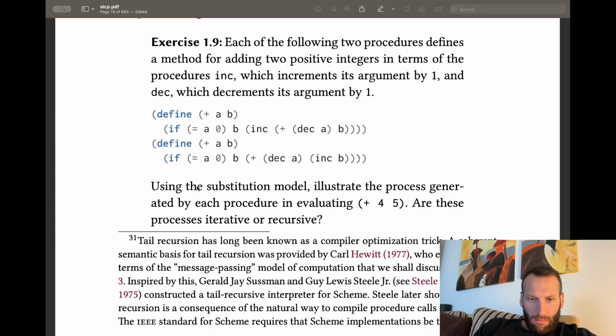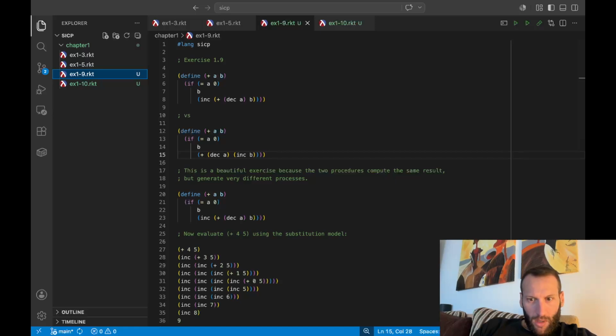So let me take VS Code. VS Code, here we go. Okay. VS Code. Okay, so exercise 1.9. So we have to compare, using the substitution model, the two different definitions for the addition of A and B.